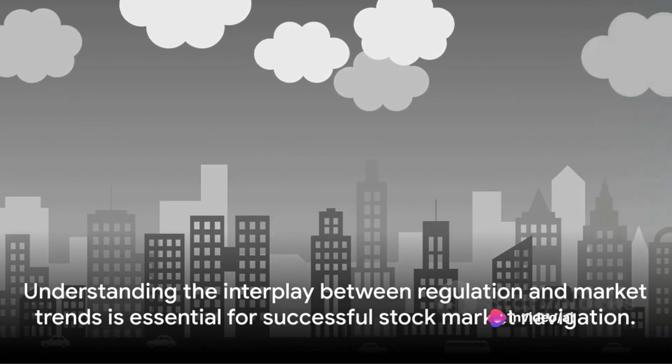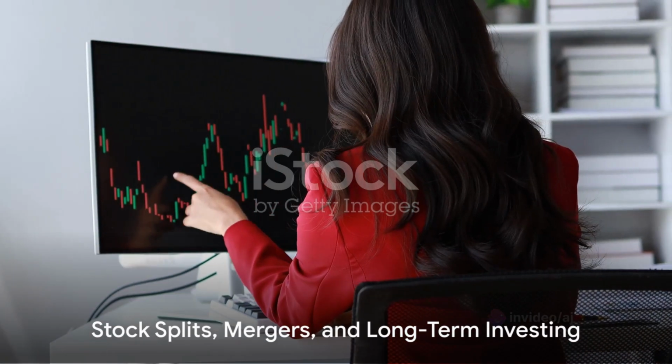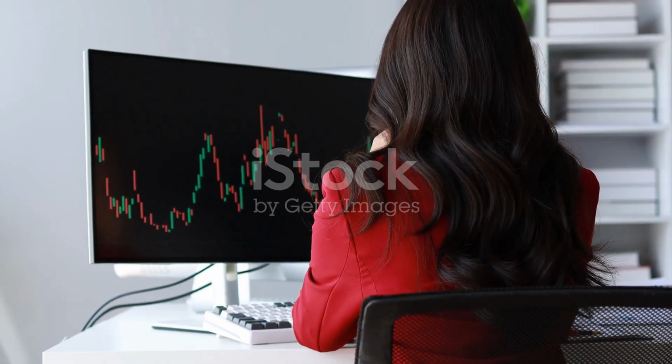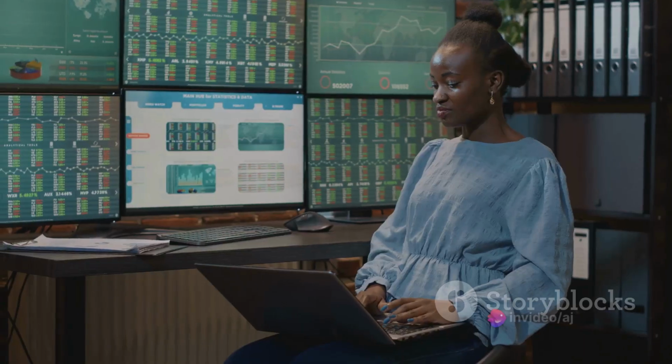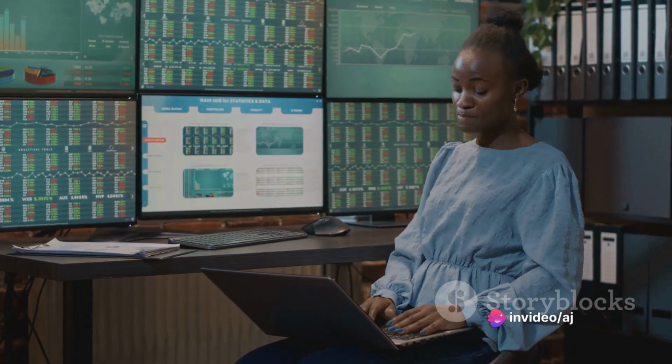Regulatory bodies ensure fair play, while market trends provide investment opportunities. Let's talk about stock splits, mergers, and the benefits of long-term investing. Stock splits and mergers are two key events that can significantly impact your stock holdings. Let's start with stock splits.